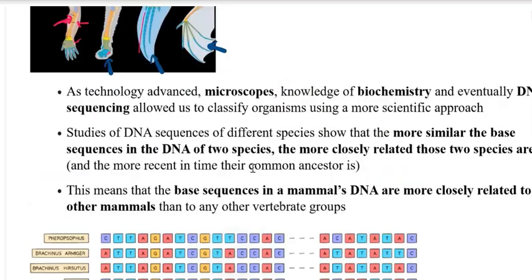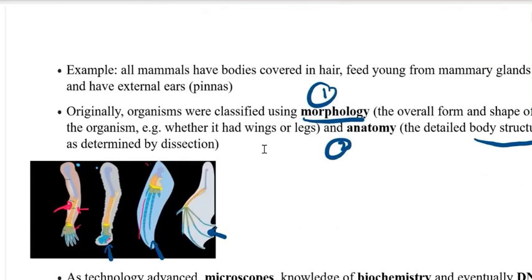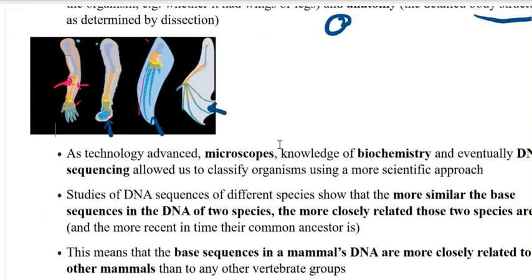Let's talk about it. So morphology, anatomy, and now we talk about what? This one, DNA sequencing. The third method will be DNA sequencing. And for information, if you classify living organisms based on DNA sequencing, it's the most accurate method to classify organisms. Yes, it's the most accurate. But why is it the most accurate method?